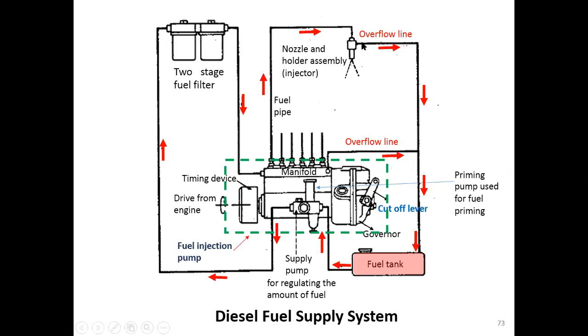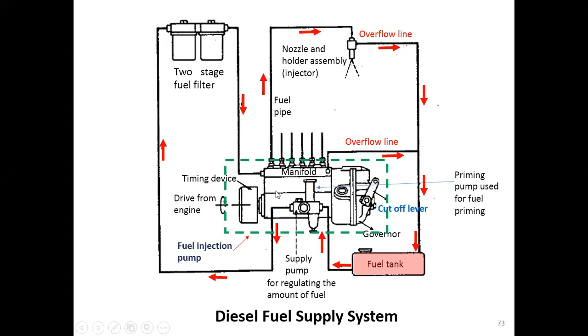For the injectors, that means the excess amount of fuel that flows into the injector, all of the excess fuel will flow to this overflow line and then back to the fuel tanks. Same as the manifold here, we also have the overflow line here, so that the excess fuel will flow down to the fuel tanks.